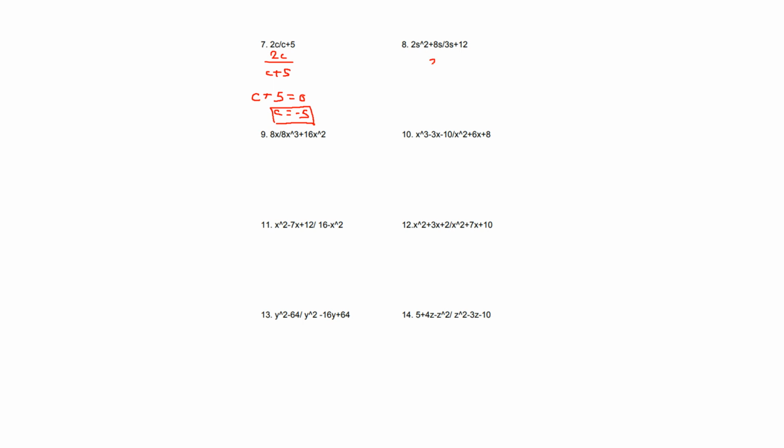Okay, 8, we have 2s squared plus 8s all over 3s plus 12. Now we could simplify this or make it look a little bit neater. Because if you look, we could factor out in the numerator a 2s so that this becomes s plus 4. And in the denominator, we could factor out a 3, so it becomes 3 times s plus 4. If you look, these cancel out. We have an s plus 4 on the top and an s plus 4 on the bottom. So this will equal 2s over 3.